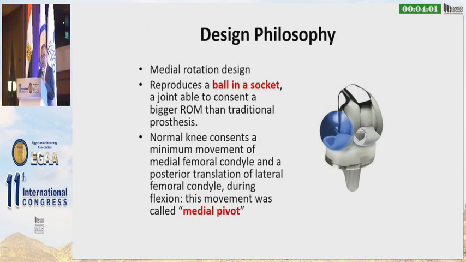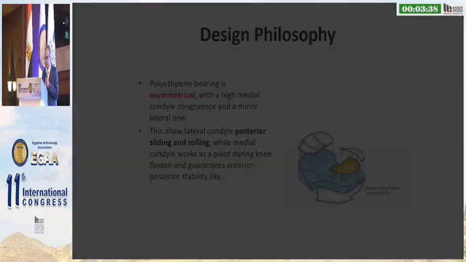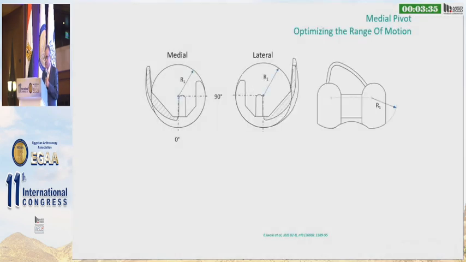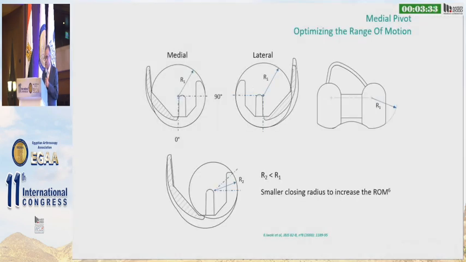The philosophy of design is ball and socket. So the conformity of the radius of the medial femoral condyle with the radius of the medial tibial insert will bring stability to the medial side, and it will allow some motion on the lateral side. As we can see here from the diagrammatic view of the medial pivot knee, it is a single radius with a smaller radius very posteriorly to allow deeper flexion.